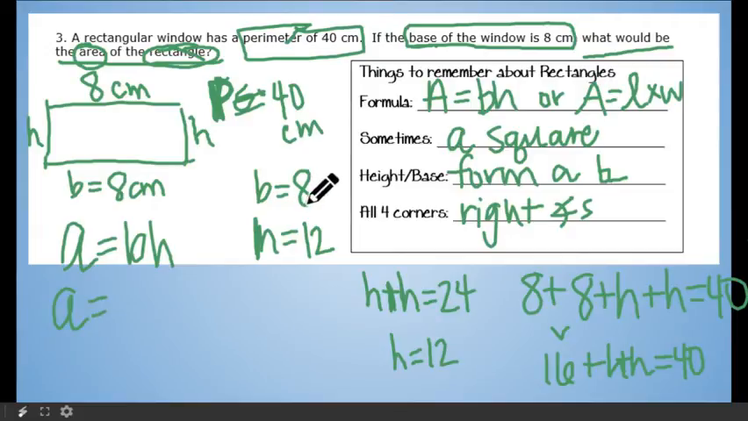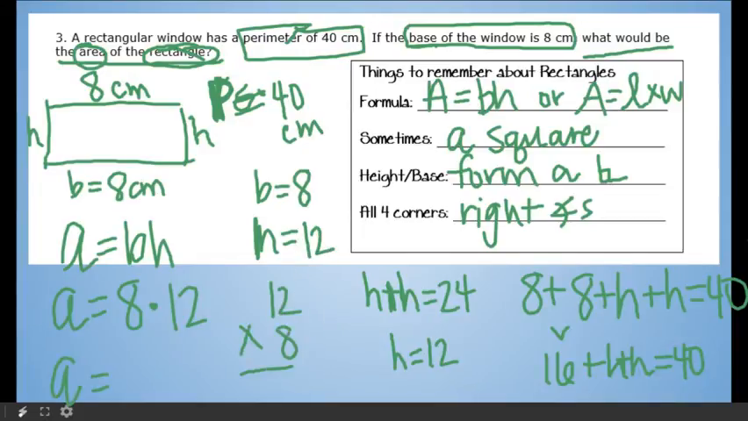A equals, B is 8. So we're going to plug that in under the B. And H is 12. And base and height by each other mean base times height. So to solve this problem, you're going to do 8 times 12. Go ahead and do it. Hopefully you got an answer of 96. So our area is 96 square centimeters.